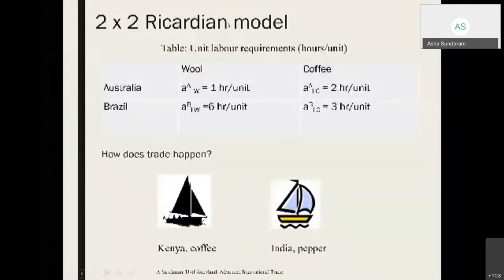The other thing to note is this notation here. So the notation a_LW^A means this is the unit labor requirement for Australia in wool, okay?